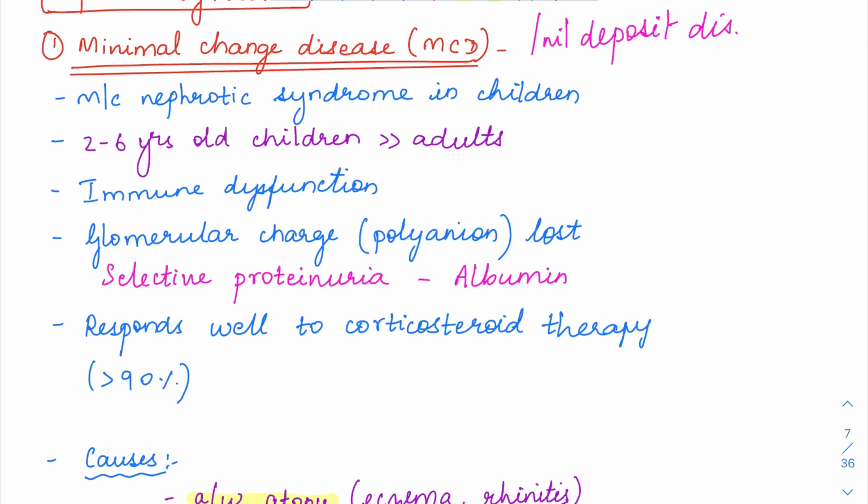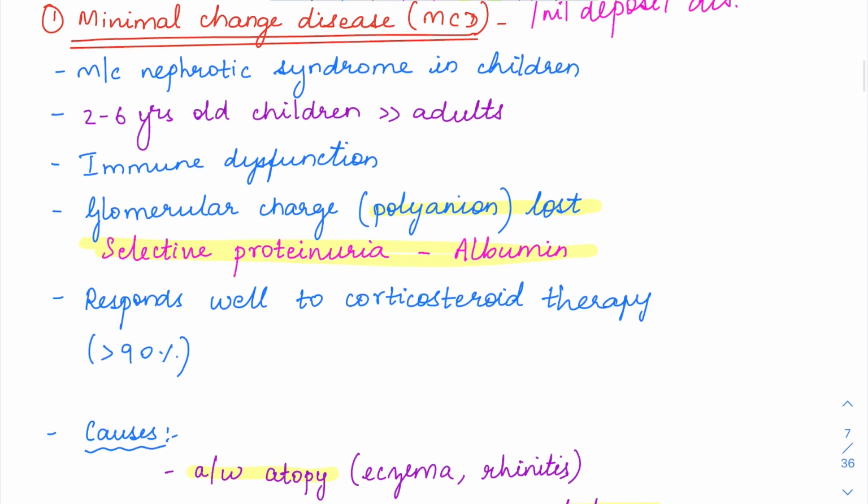Here, the negative charge which I mentioned of this filtration membrane is lost. So what will happen? Negatively charged proteins like albumin can now be filtered through the glomerular basement membrane. This is the only nephrotic syndrome where there is a selective proteinuria for albumin. Only albumin is being excreted, so it is called selective proteinuria. In the rest of the nephrotic syndromes, it is usually non-selective proteinuria, where other proteins as well as albumin are excreted in the urine.